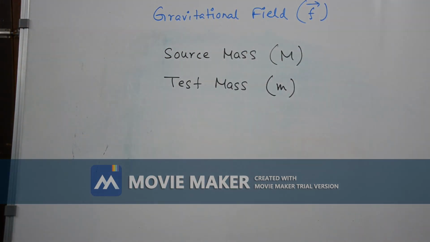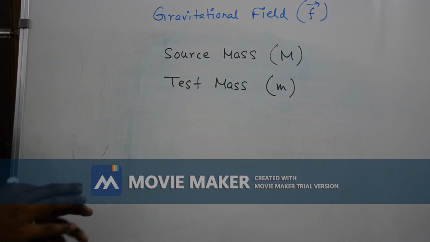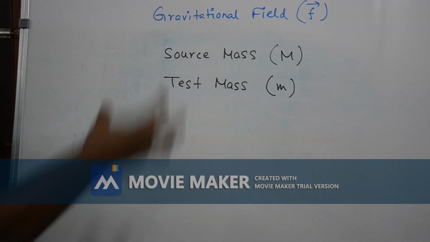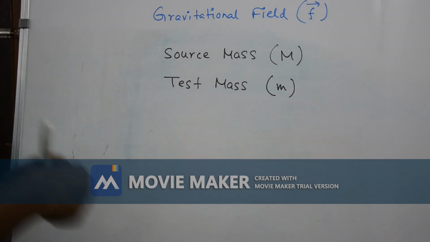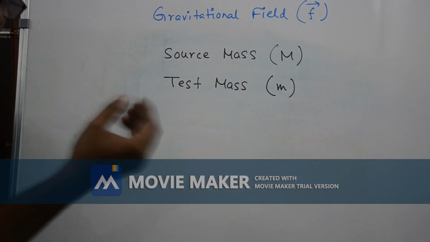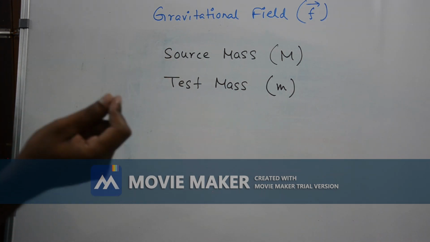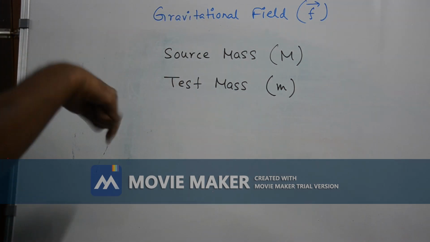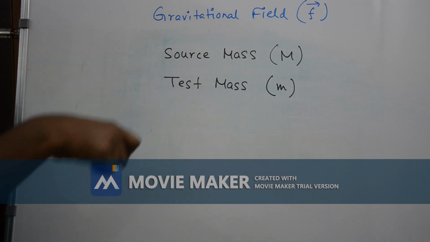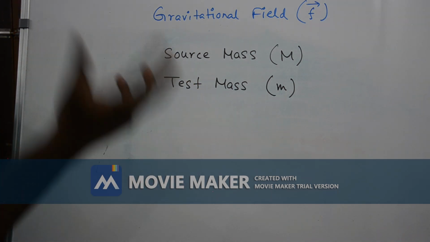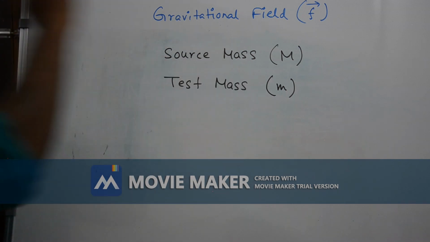The source mass is something which will be considered as already present there. Because the source mass was present there, it had created the gravitational environment around it. Then we will consider that a test mass has been taken into the gravitational environment created by the source mass, and we will look into what exactly the forces and other things experienced by the test mass are.